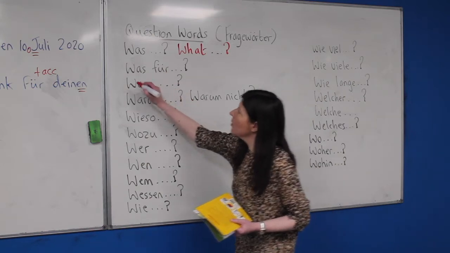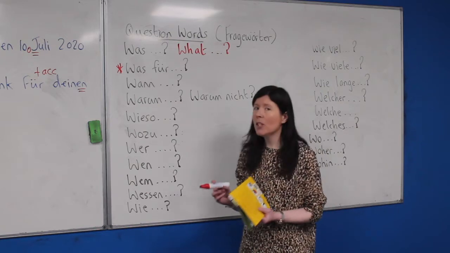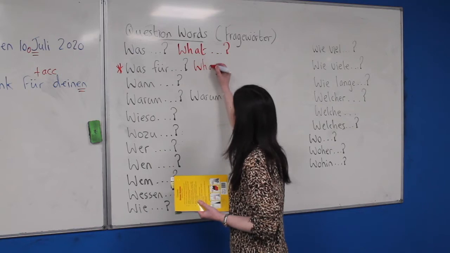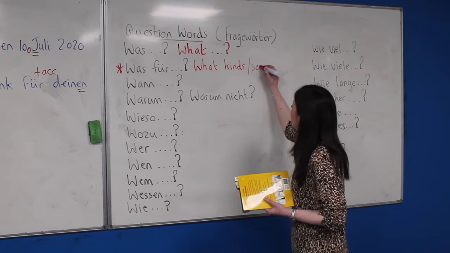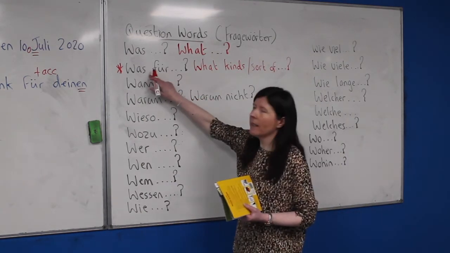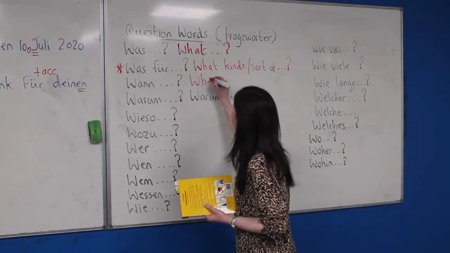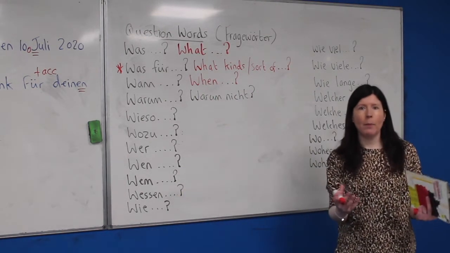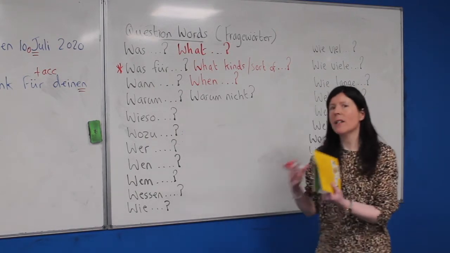Was für, watch this one. It may look like it's what for, but it's actually what sort or what kind of, or what kinds of. Okay, so you get this quite a lot. That is commonly used, that one, was für. Then we have wann, when. Okay, wann fährst du in Urlaub, for example? When are you going on holiday? So it's really important to understand what these are, and then we'll be looking at the tenses later on.